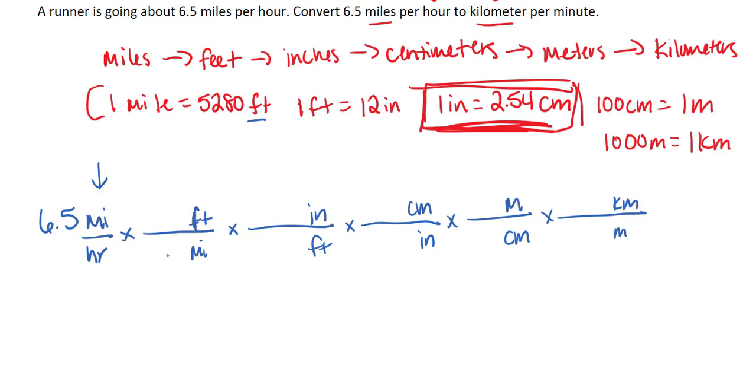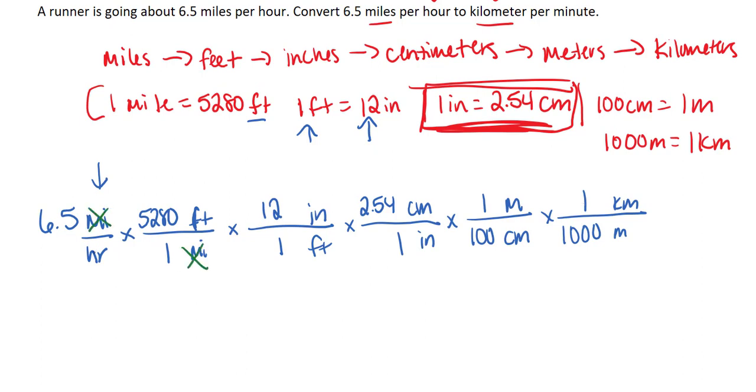So let's go ahead and fill this in. 1 mile is 5,280 feet. 1 foot is equal to 12 inches. We're just filling this in. So now we have 1 inch is equal to 2.54 centimeters. We know 100 centimeters is equal to 1 meter, and 1,000 meters is equal to 1 kilometer. So let's go back and cancel out our units. And notice we got kilometers on the top, which is exactly what we want.